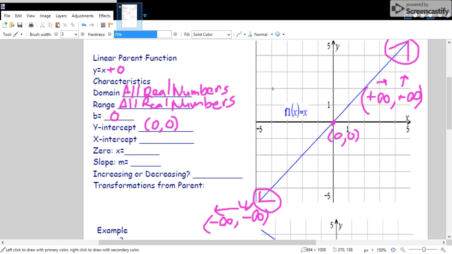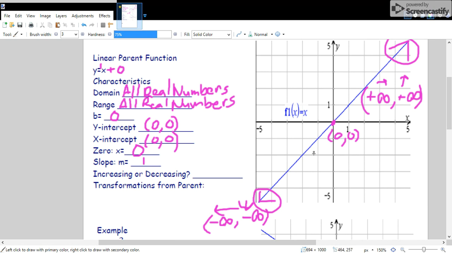Now the y-intercept is when it crosses the y-axis. The x-intercept is when it crosses the x-axis. Well, it's the same thing here. We have (0, 0). Now for the zero, that is just what is this number right here for the x-intercept. In this case, x equals 0. We look for our slope m. Well, there's nothing in front of the x, so we just have an invisible 1. So we're going to put m equals 1.